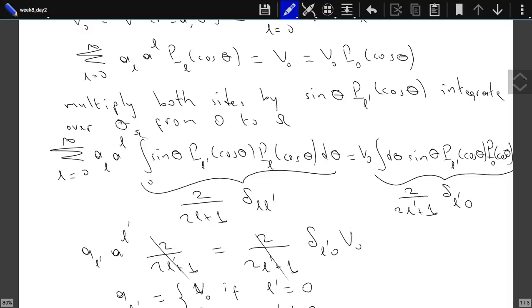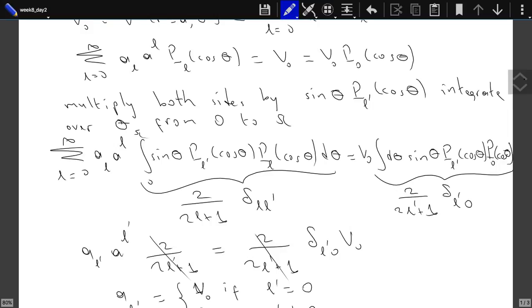Now, when I look at the left-hand side, I have a similar expression, but this time instead of PL, I have P0. When I take that integral, only if L prime is equal to 0 is the result non-zero. Otherwise, it is 0. So this is the expression I obtained. The left-hand side is proportional to A L prime. The right-hand side is proportional to Kronecker delta L prime 0, and this is 0 if L prime is different than 0. I know that A, this radius, is non-zero. So A L prime has to be 0 if L prime is not equal to 0.